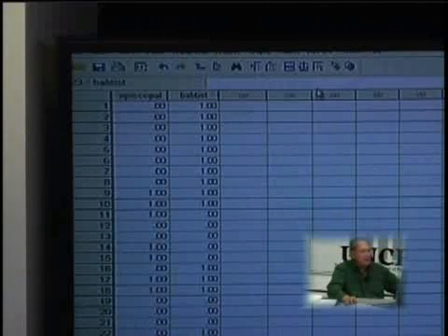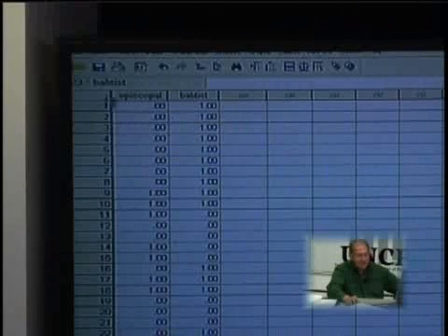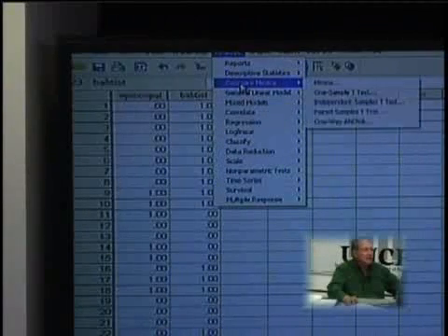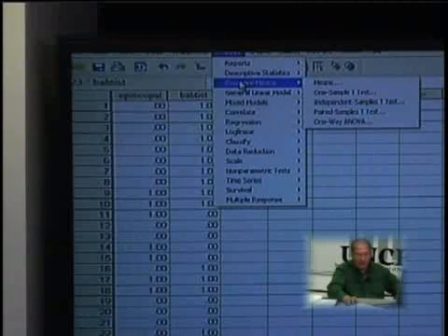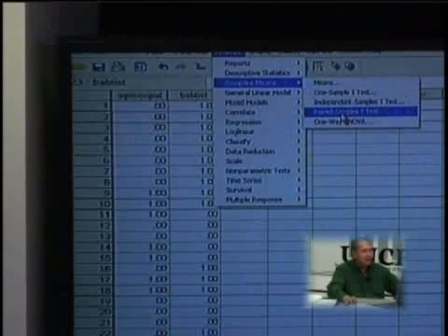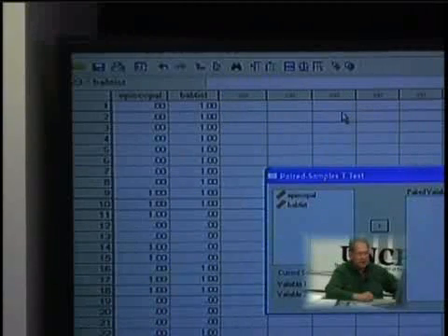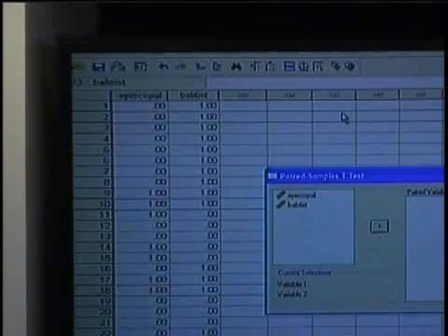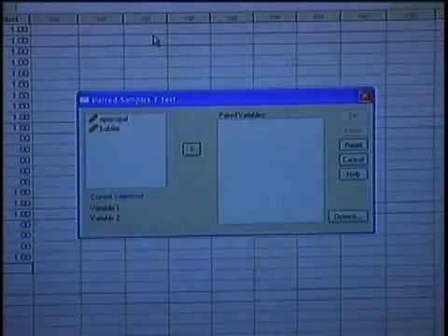Now what you do, and you should be writing this down because you're going to have homework problems. You go to analyze, compare means. Analyze, compare means. Paired samples t-test. Paired, P-A-I-R-E-D, paired samples. There are two samples that are paired. They're both about whether you like or don't like.